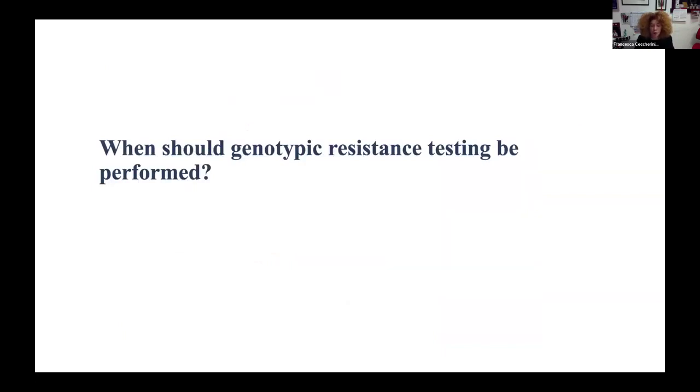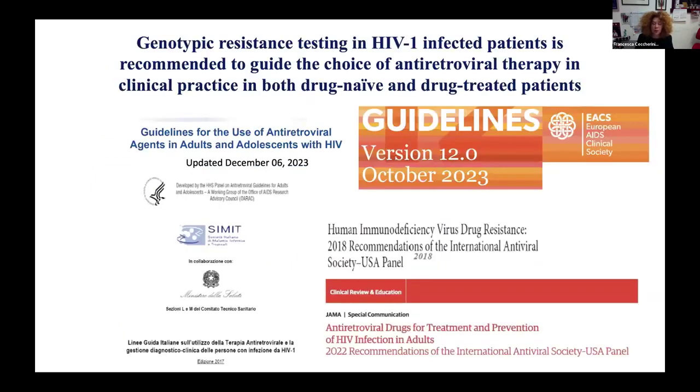So when should we do the genotypic resistance testing? First of all, the guidelines: the American ones, the IAS Society, the DSS, the European guidelines, also the Italian. So all of the guidelines, national, international, European, recommend the genotypic resistance test for the choice of antiretroviral therapy in clinical practice, both for naive patients and drug-treated patients.